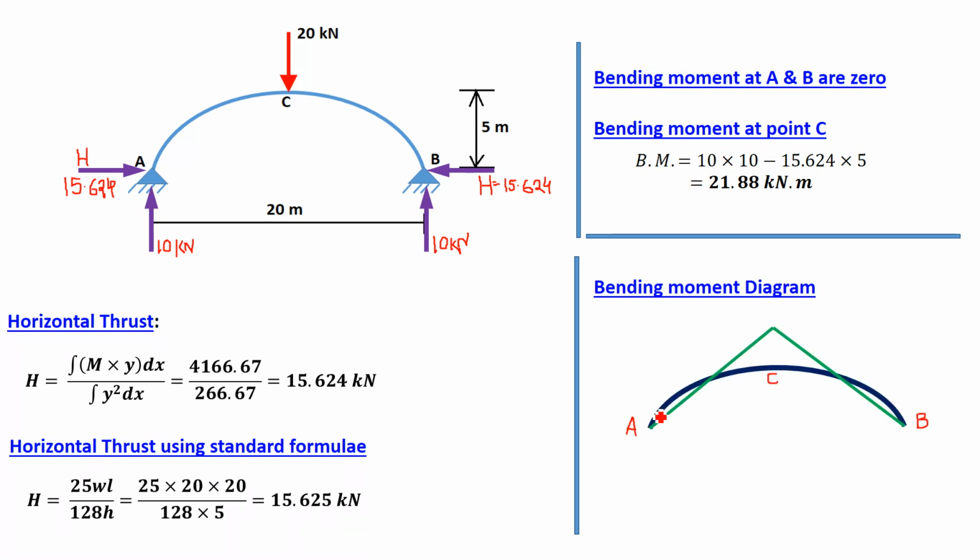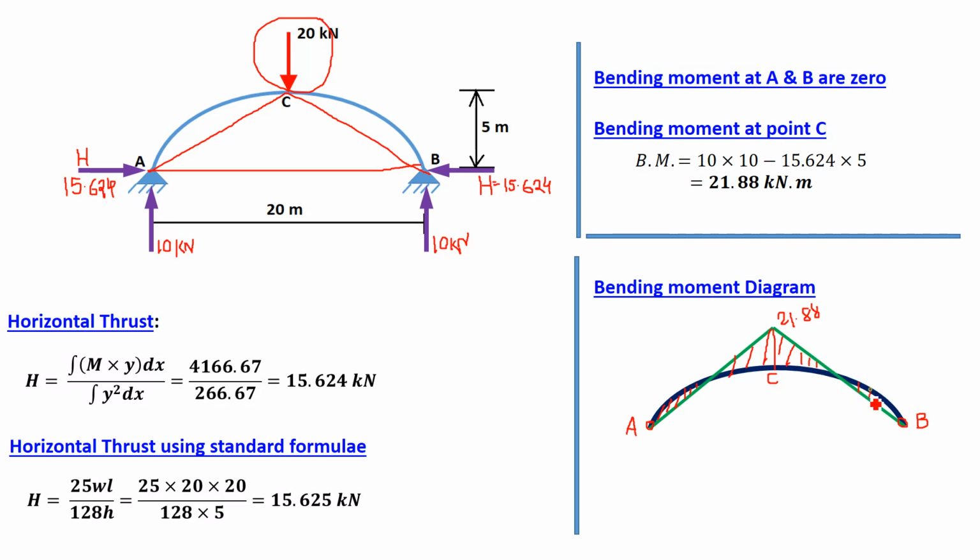So you can plot the bending moment diagram. See, this is the arch ABC. Bending moment at A is equal to 0, at B equal to 0, and at C we got 21.88. Since it is a central point load, the BMD will be joined with straight lines, a triangle like this. So A to 21.88 you join with a straight line and B to 21.88 join with a straight line. This is called the bending moment diagram for the given 2-hinge parabolic arch.